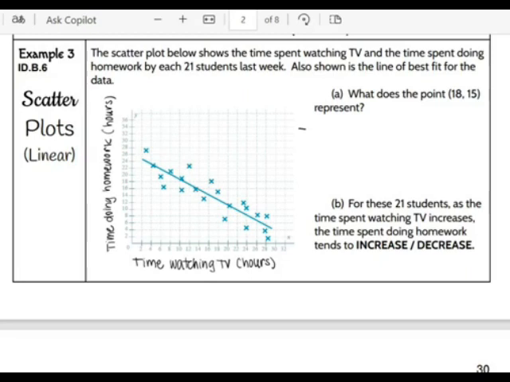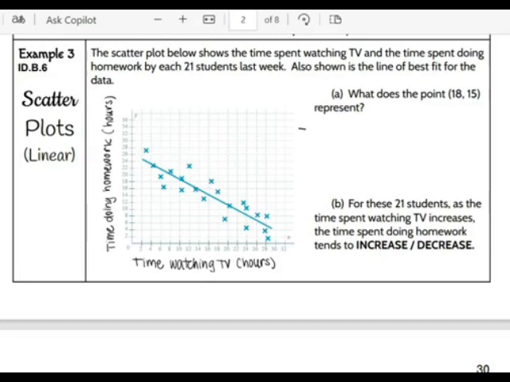What does the point 18, 15 represent? Well, let's start by taking a look at the graph. I see across the x-axis, which is our input, we have time watching TV in hours. The y-axis, which is the output, is time doing homework in hours. And then I see 21 X marks, which shows the data for each of those 21 students.